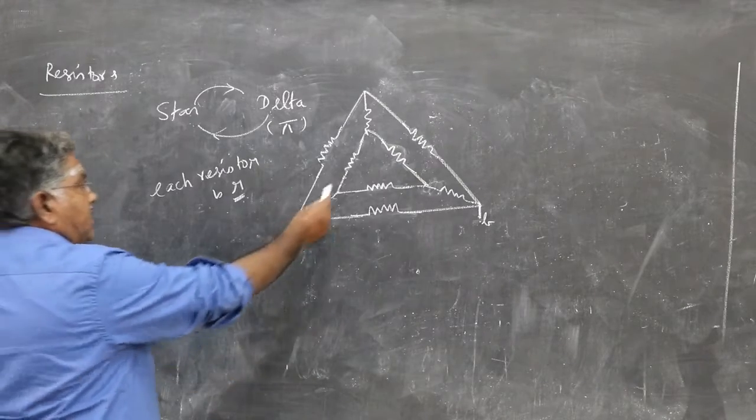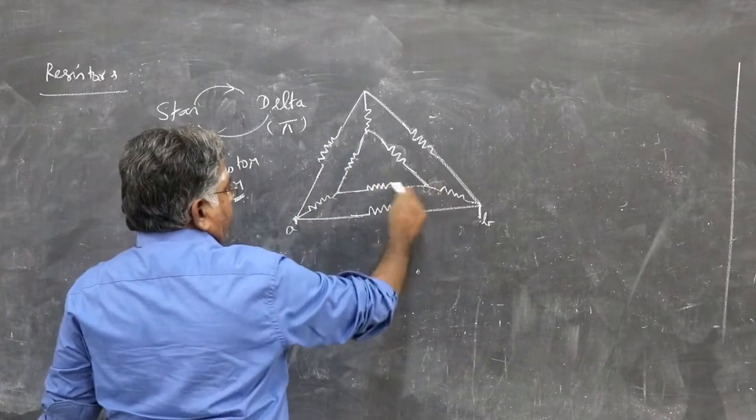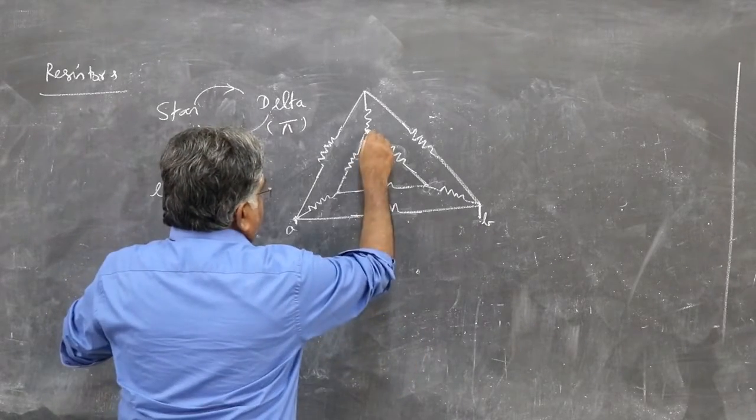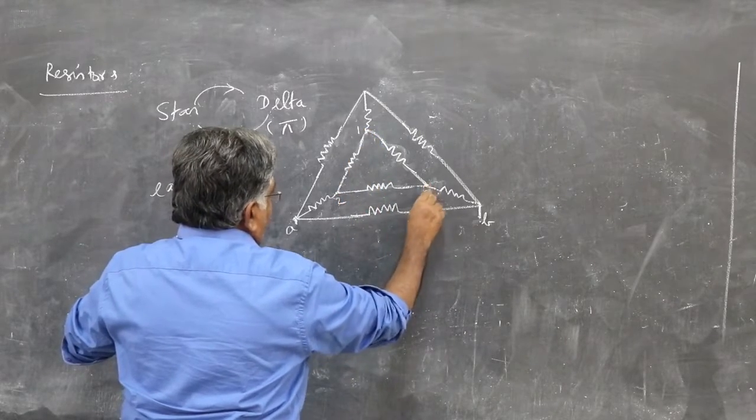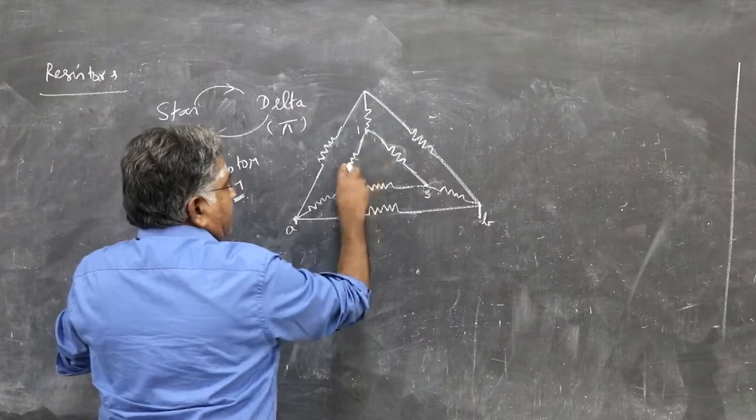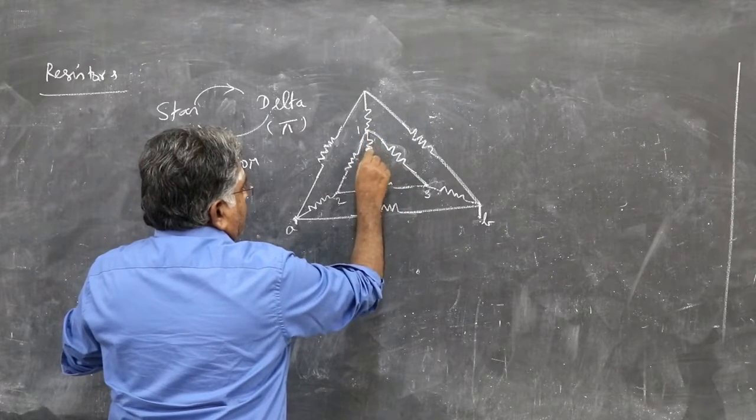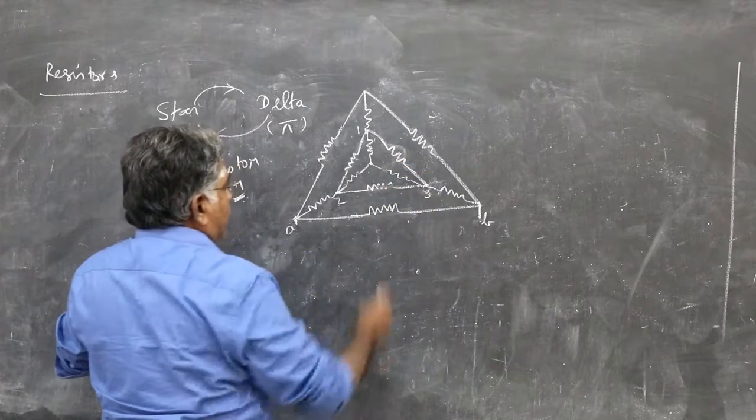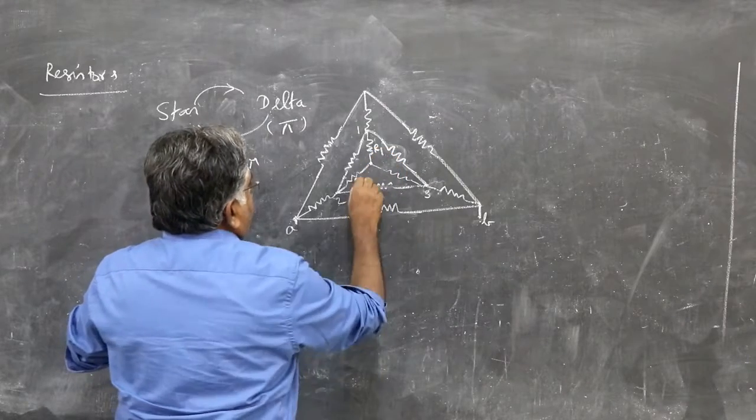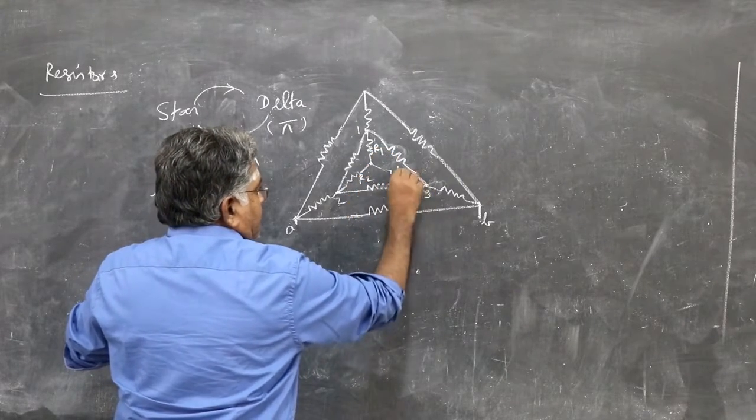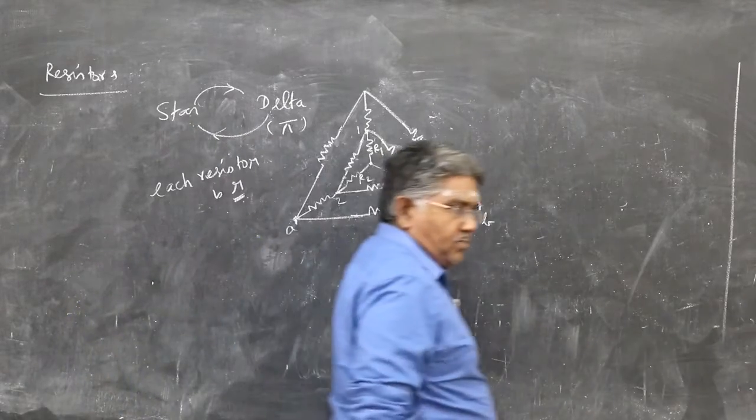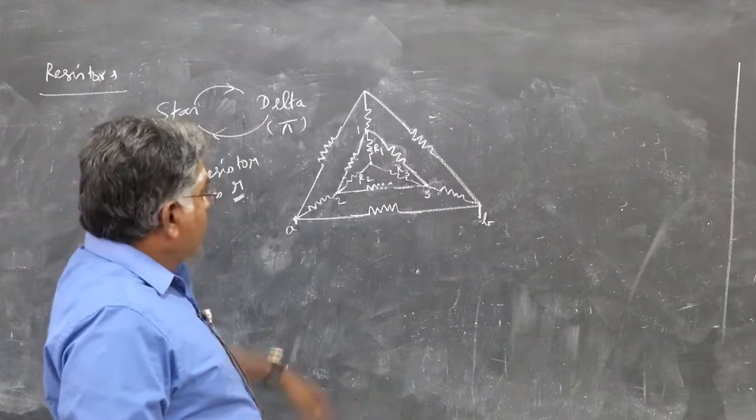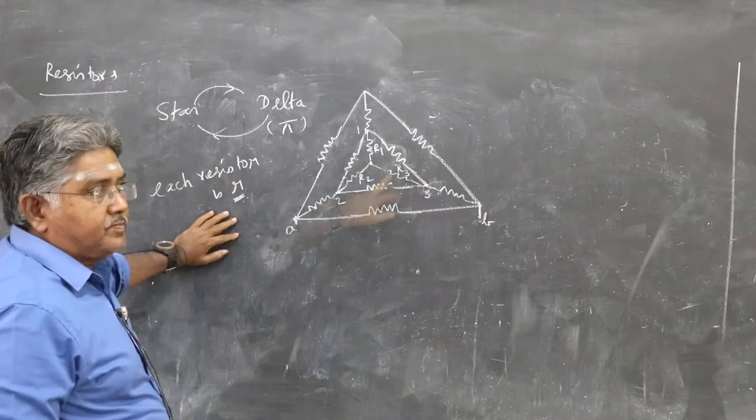Now you can see there is a delta here, so you can convert it into a star form. For that, you consider this node 1, node 2 and node 3, and to convert it into star, let's say this is the star network. You call this R1, this resistor R2, this resistor R3. We know how to calculate R1, R2 and R3.